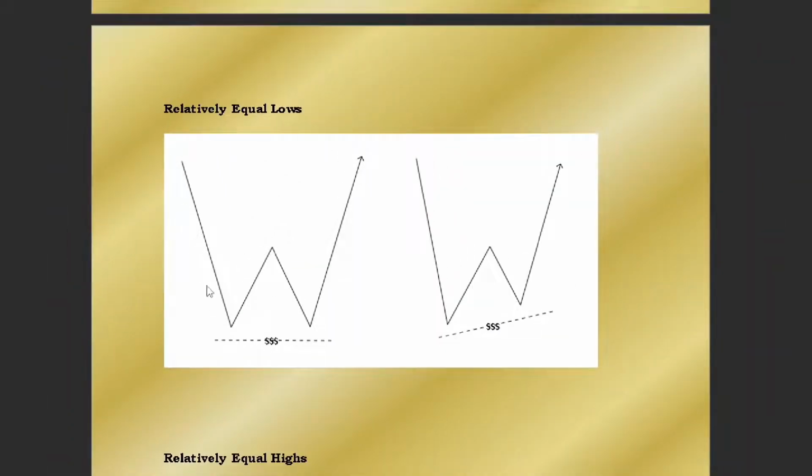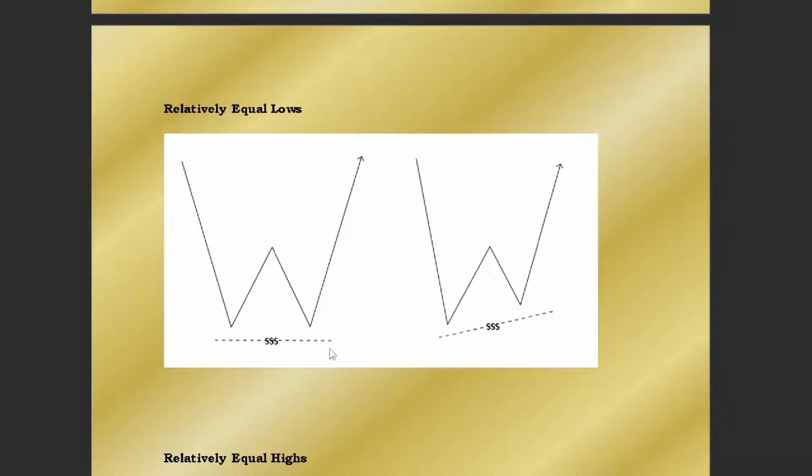Next is relatively equal lows. When retail trades this, they'll trade this as a double bottom, thinking that this is support, and they'll place their stop losses here, hoping to win a trade right here off this double bottom. But what you have to see is that instead of seeing the structure, see what the structure produces. It produces a lot of liquidity right here.